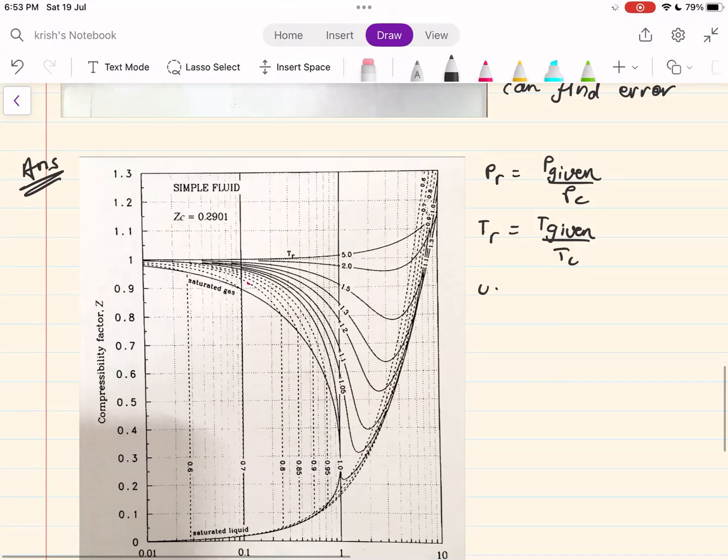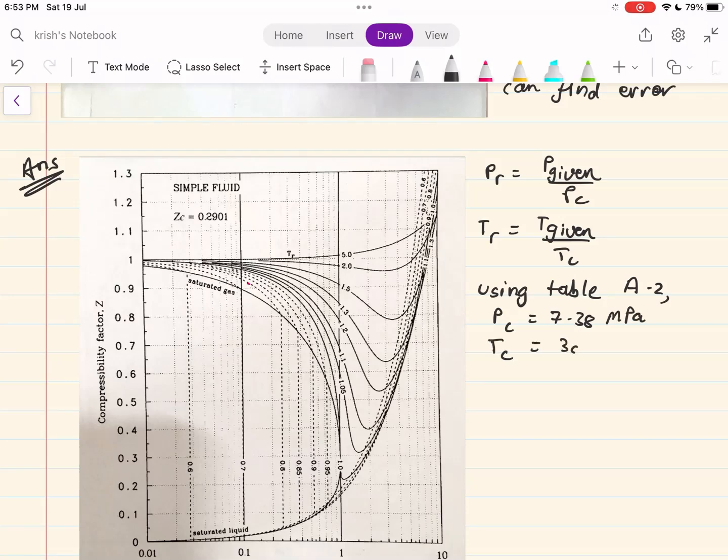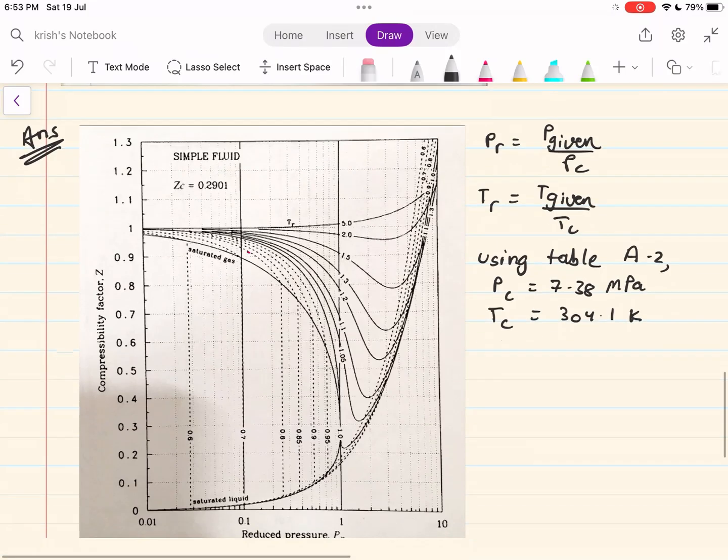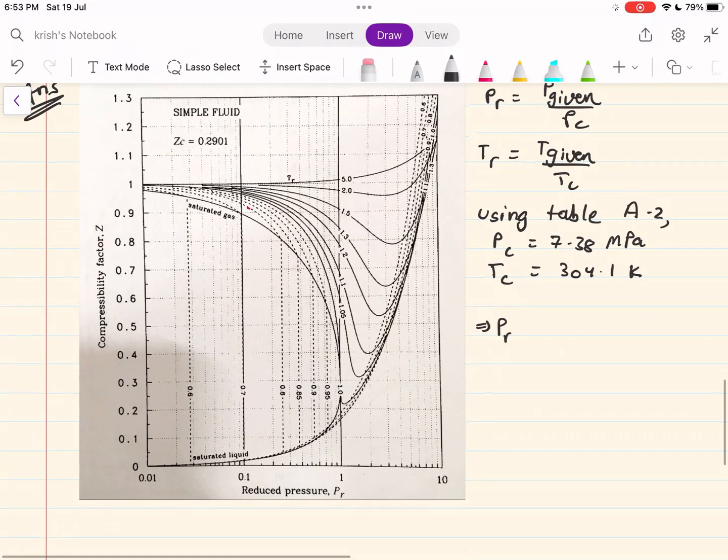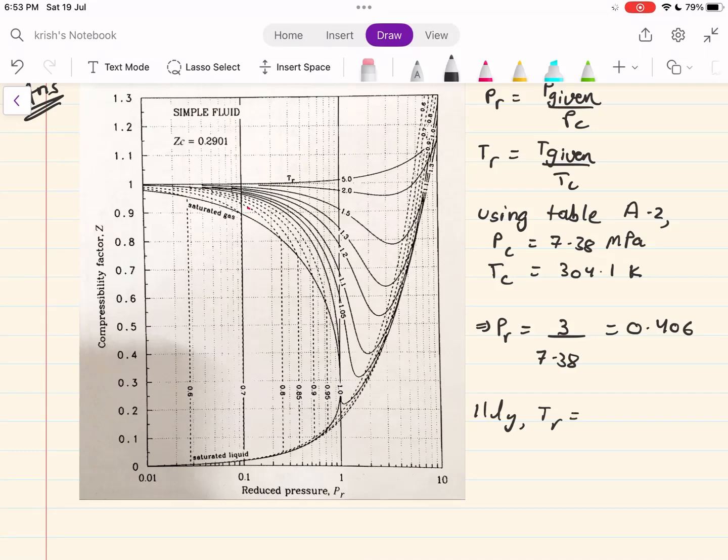So using table A.2, we can see that Pc for CO2 is 7.38 megapascal and Tc for CO2 is 304.1 Kelvin. So our PR becomes P given, which is 3 megapascals, divided by Pc, which is 7.38. So we get 0.406.